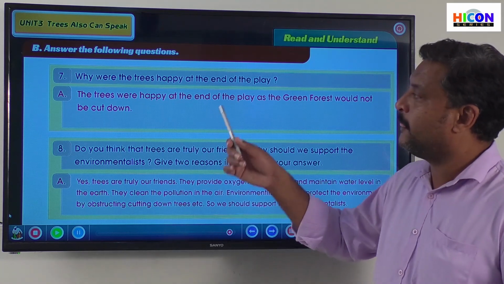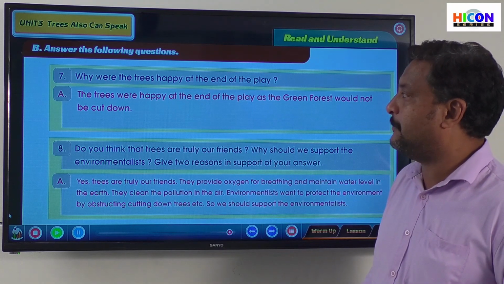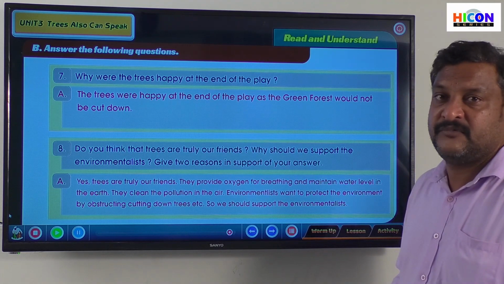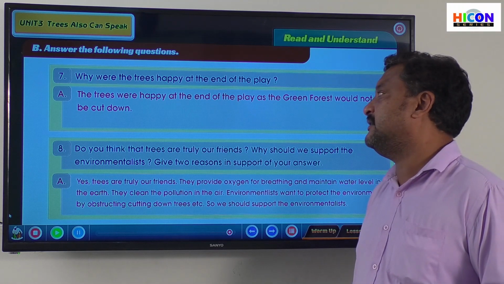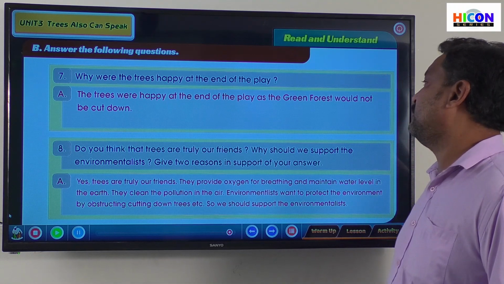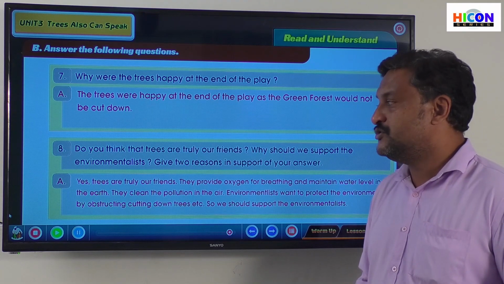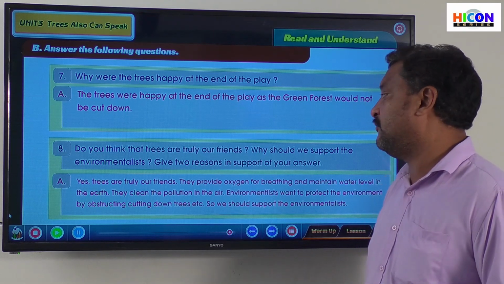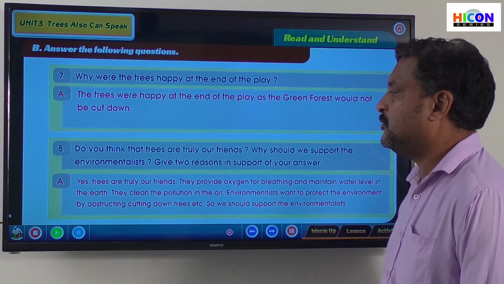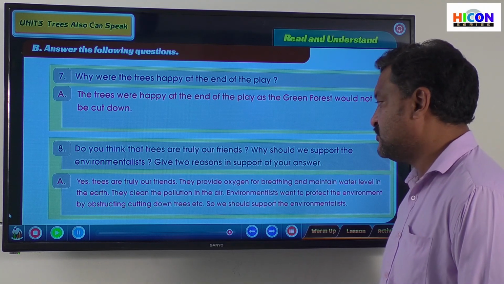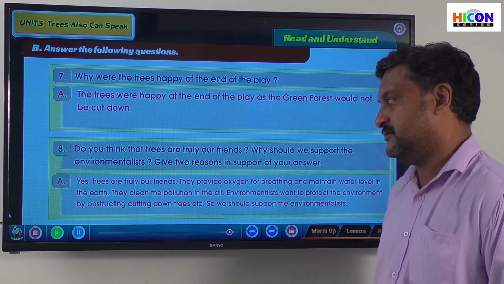Why were the trees happy at the end of the play? The trees were very happy at the end of the play as the green forest would not be cut down. Last one. Do you think that the trees are truly our friends? Why should we support the environmentalists? Give 2 reasons in support of your answer.